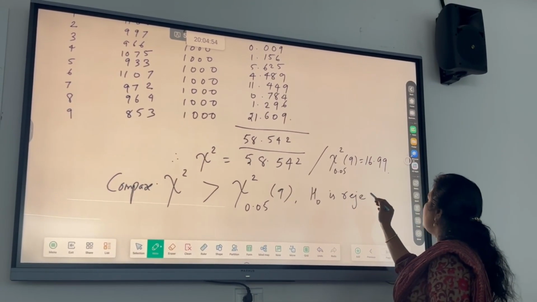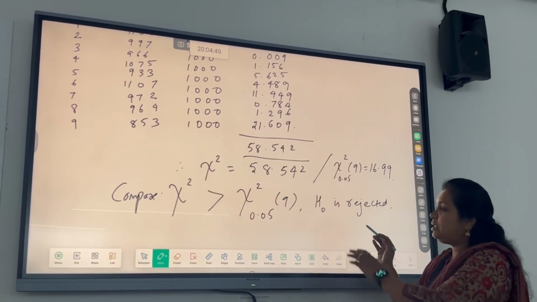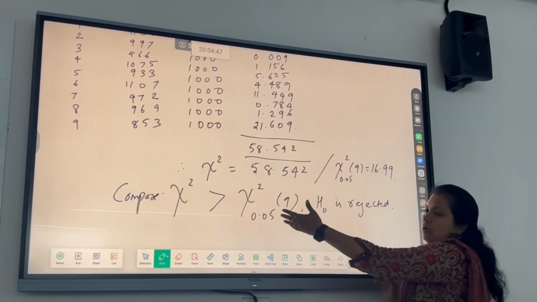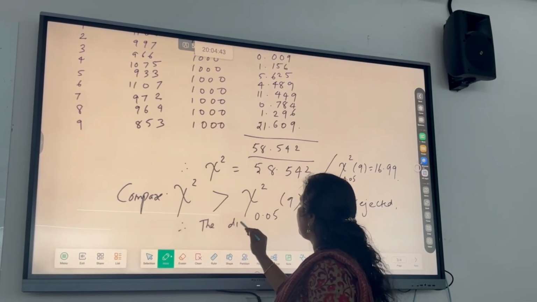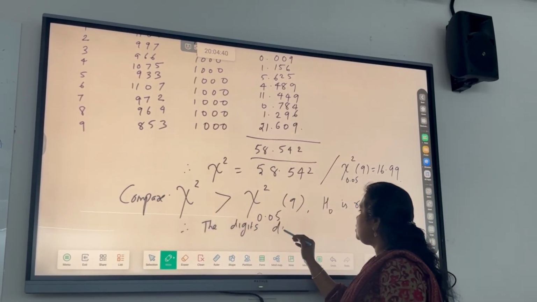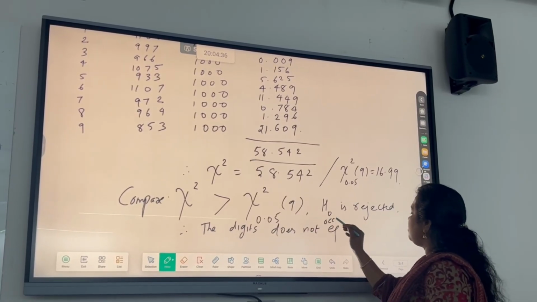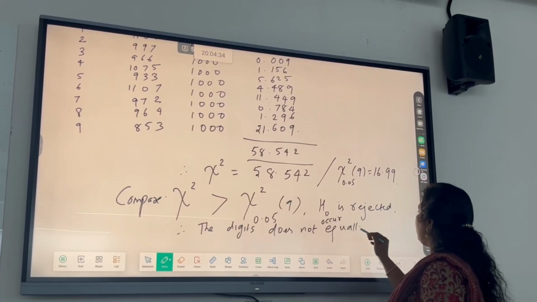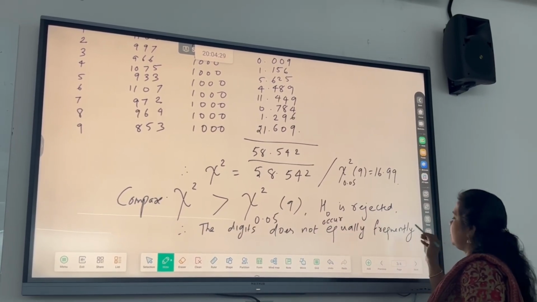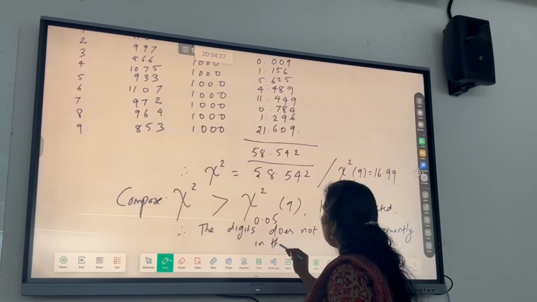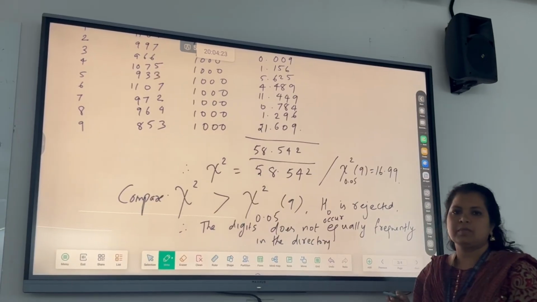We had assumed that digits occur equally frequently, but we found the calculated value is greater. So the conclusion is that the digits do not occur equally frequently in the directory. So this is the solution for the problem.